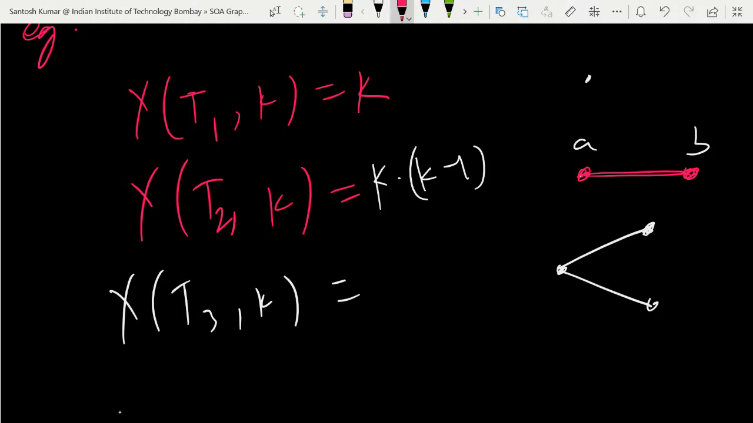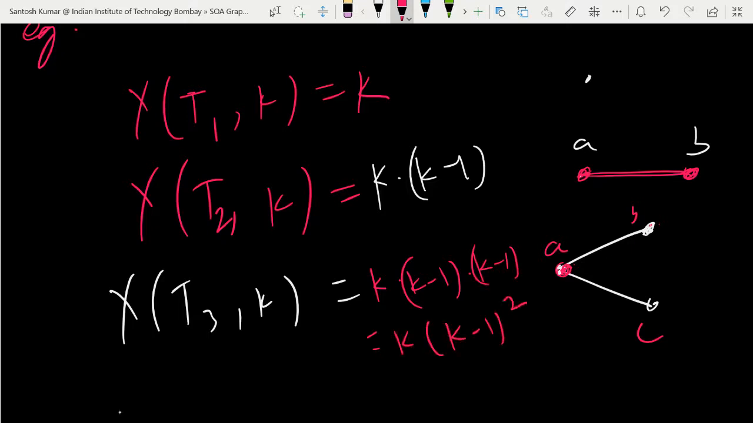Tell me, how many choices? Let me write A, B, C. For A, I have total k choices because we have k colors. I can use any one of the colors at vertex A. At B we have k minus 1 choices, and at C again k minus 1, because the color used at A cannot be used at B or C. For B, the only restriction is you cannot use the color used at A. For C, same restriction. So you can observe k into k minus 1 squared.